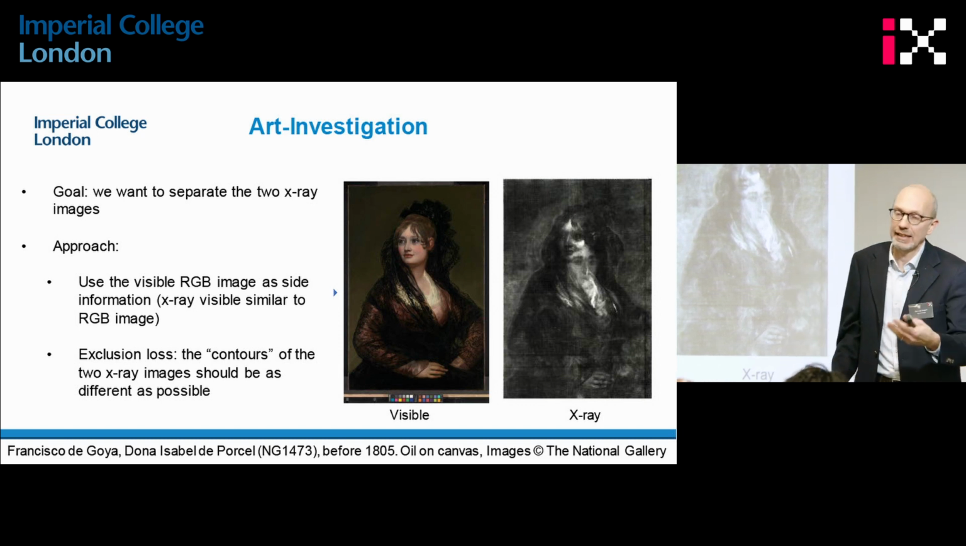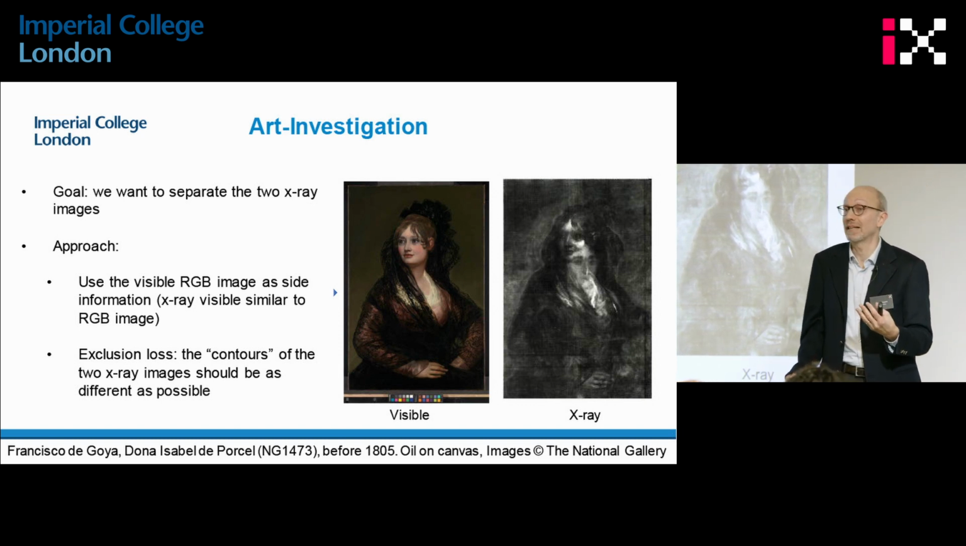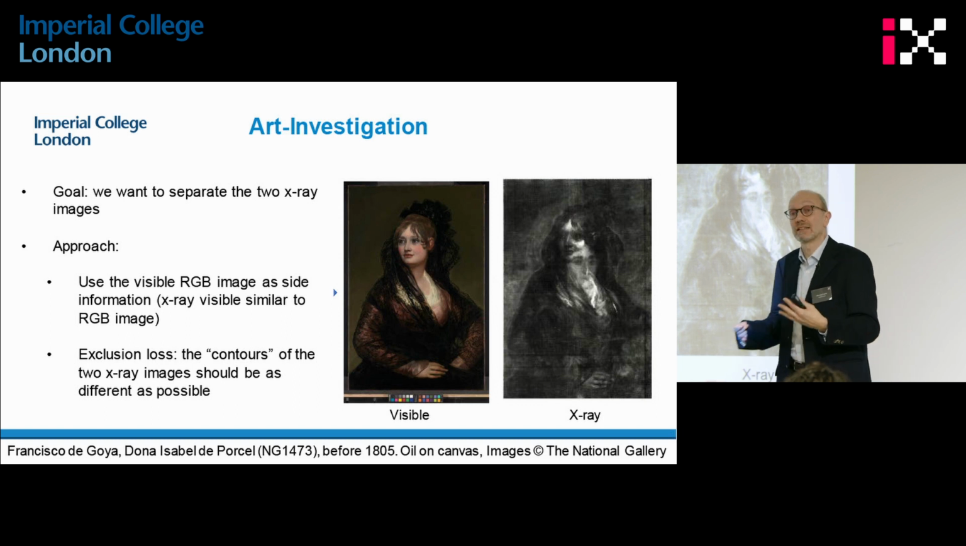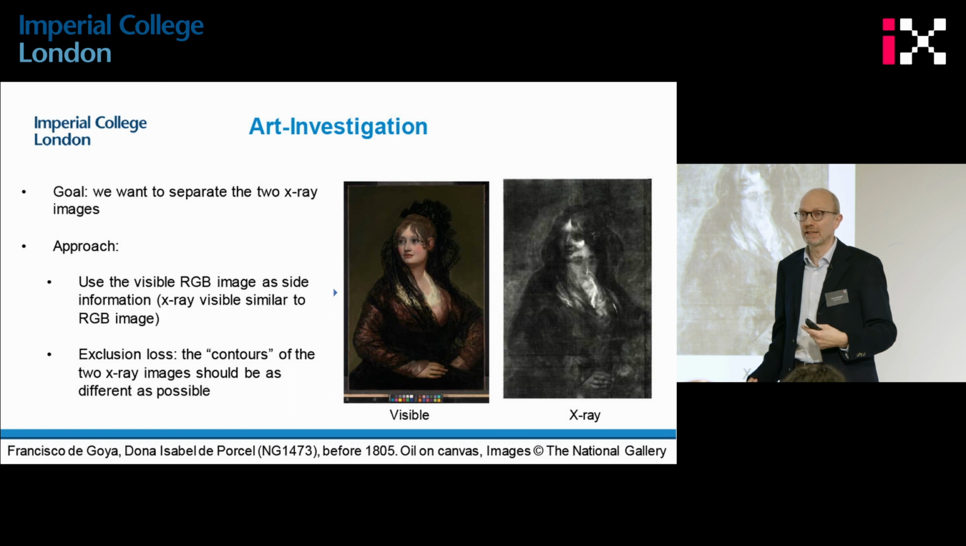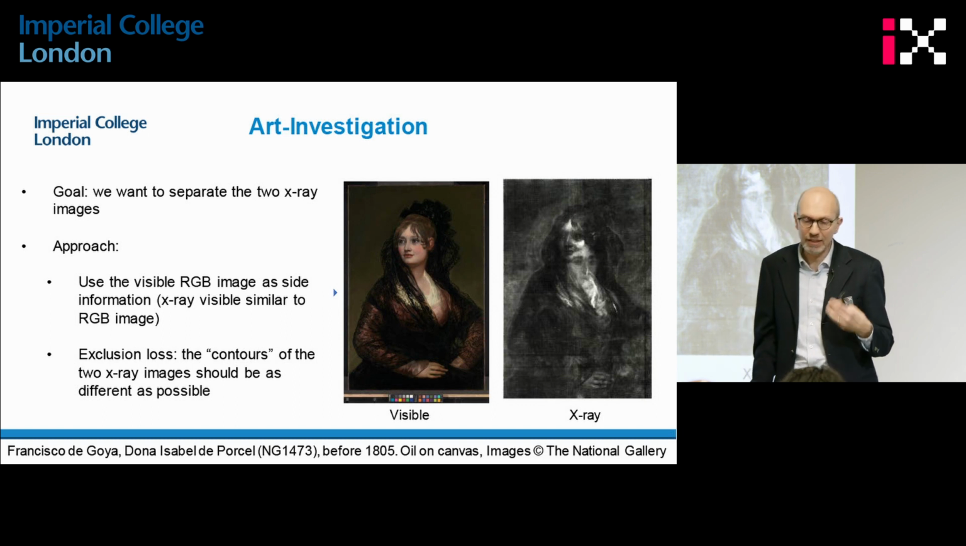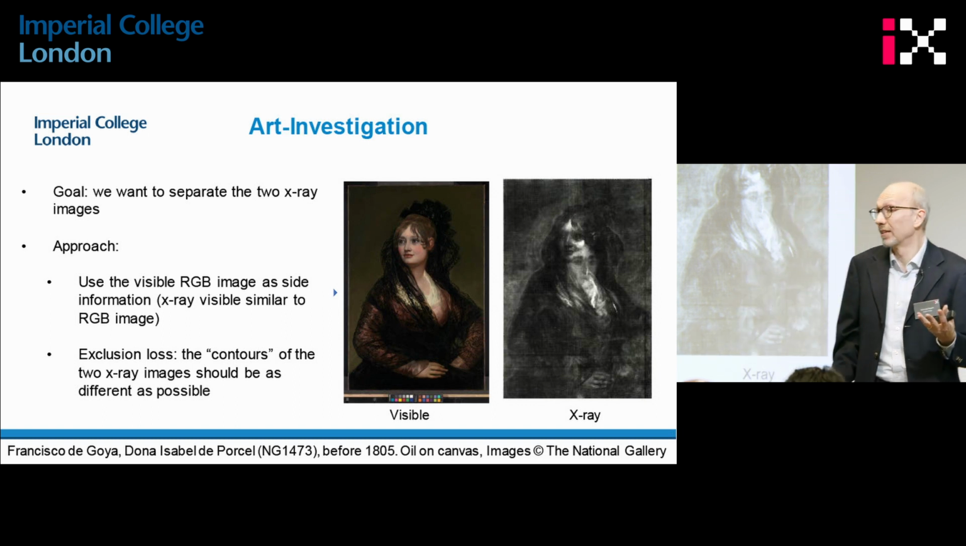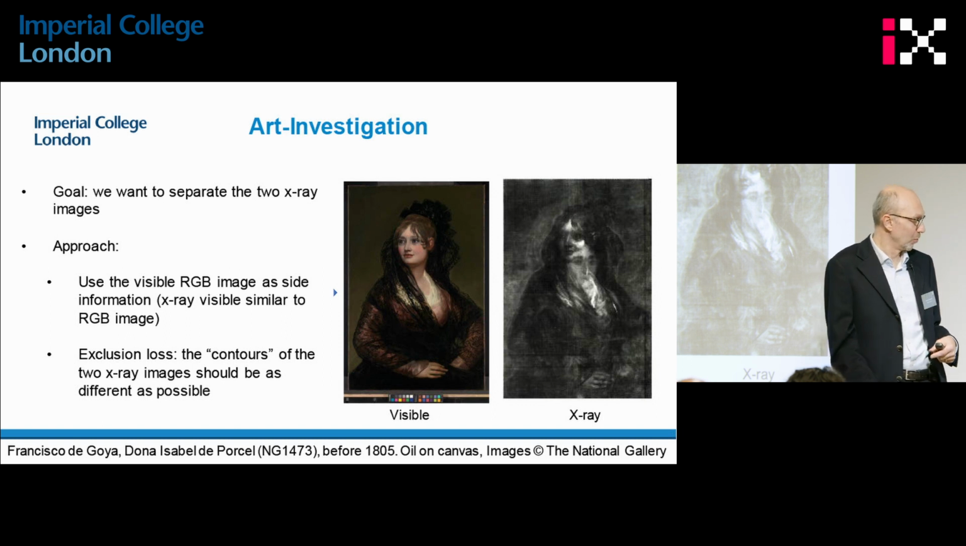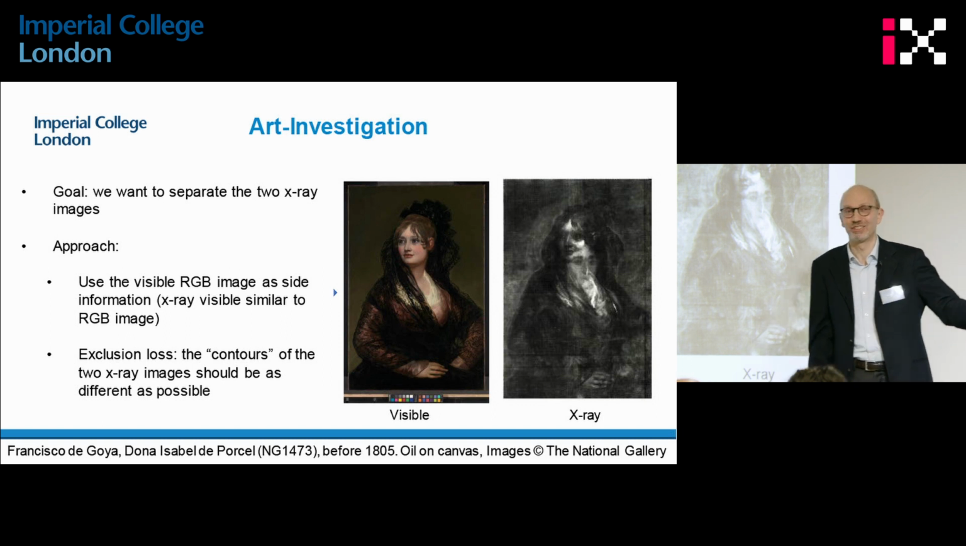But there are also other cases. Canvases at that time were very expensive. So an artist would try to save money by painting on top of an old painting. A famous example of that is Van Gogh. Van Gogh was very unsuccessful during his lifetime.